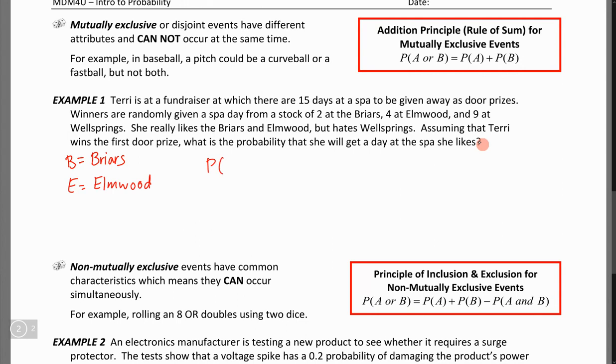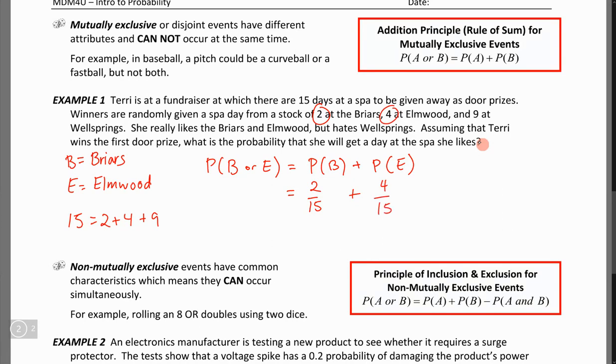and the probability that she can either get the Briars or Elmwood is equal to the probability of getting Briars plus the probability of getting Elmwood. Okay, so Briars has a 2 out of 15 chance. 15 comes from the fact that 15 is equal to 2 plus 4 plus 9. So the total number of outcomes is 15, so it's going to be 2 out of 15 plus 4 chances for Elmwood, so 4 out of 15, and together when I add those I get 6 out of 15, or in lowest terms 2 out of 5 if I divide the top and bottom by 3. And 2 out of 5 is a 40% chance.